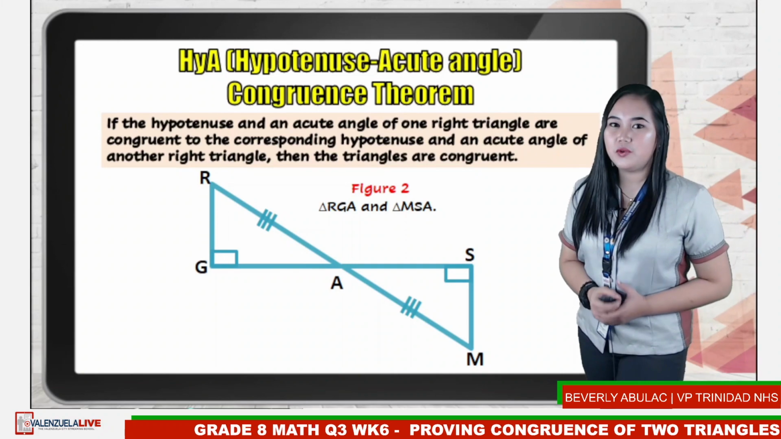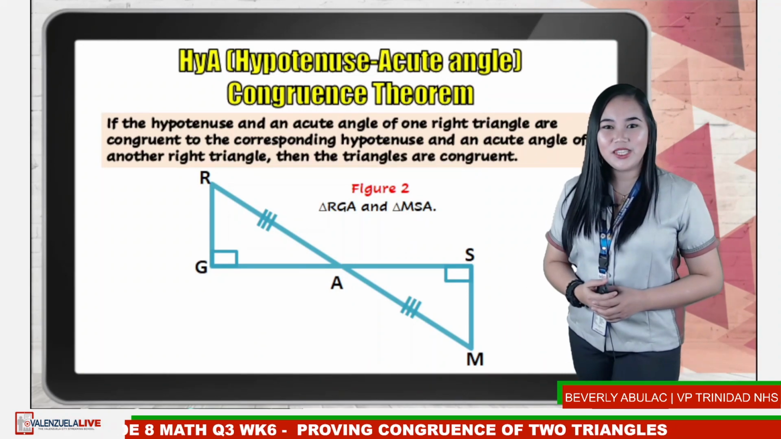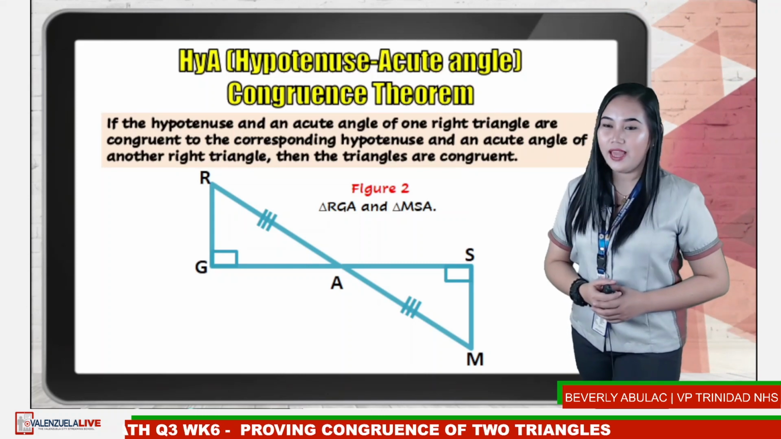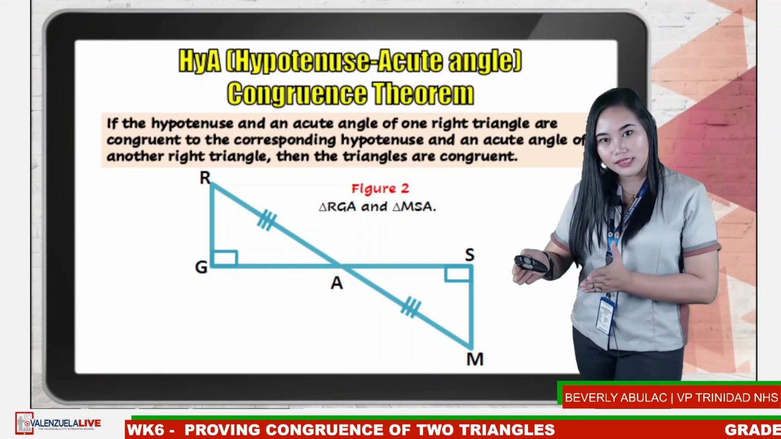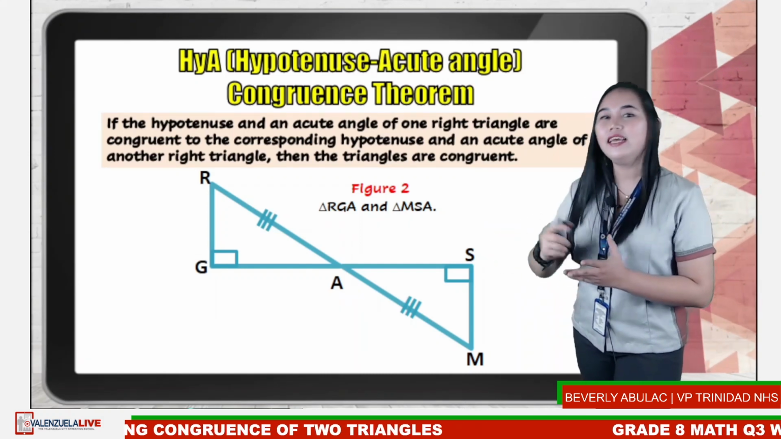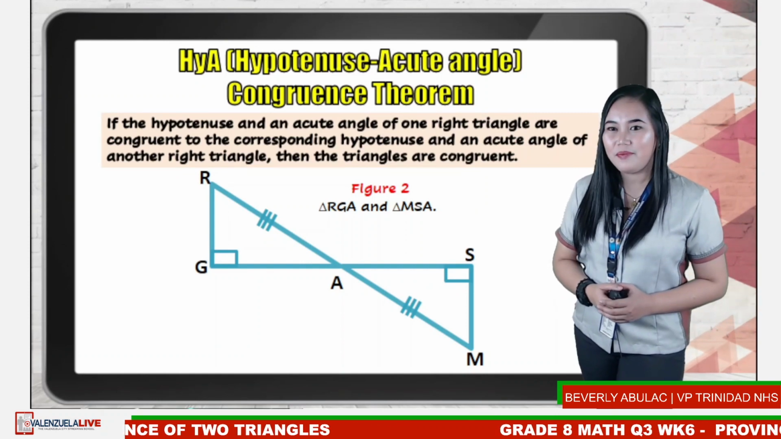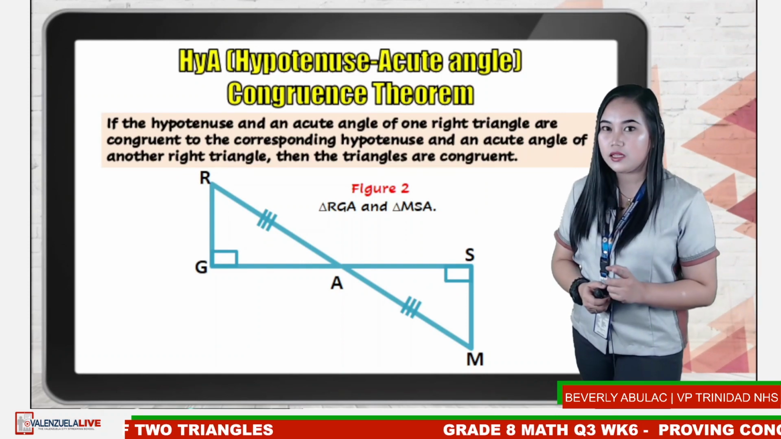HYA congruence theorem, or hypotenuse acute angle. If the hypotenuse and an acute angle of one right triangle are congruent to the corresponding hypotenuse and an acute angle of another right triangle, then the triangles are congruent. This theorem can be applied to right triangles only.